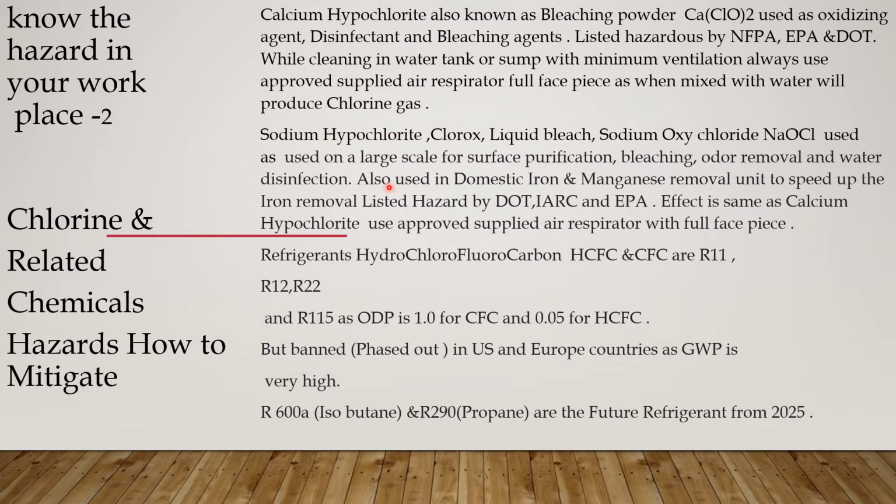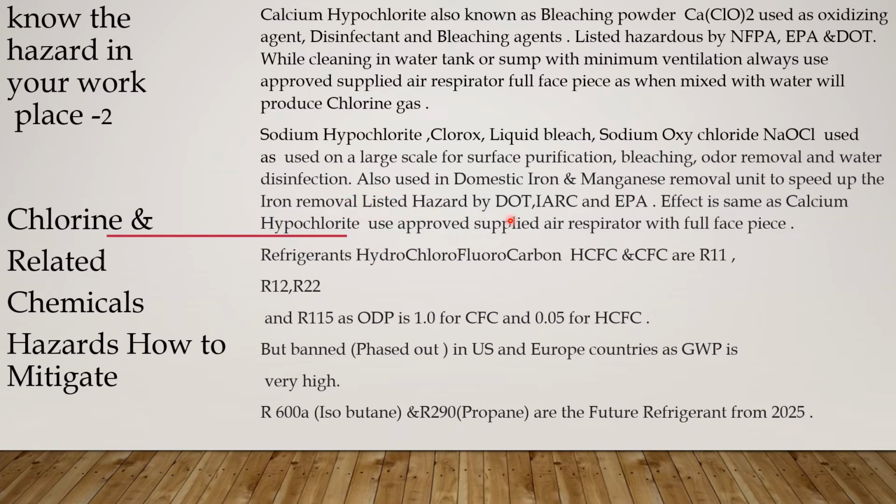Another type of bleaching agent is sodium hypochlorite. It's called Clorox or liquid bleach. It's liquid. Sodium oxychloride is also another name, NaOCl. It is also used on a large scale in surface sterilization. It is also used for bleaching, water purification, and water disinfection. It's also used in domestic iron and manganese removal plants to speed up the iron removal. It will oxidize the iron from ferrous to ferric.